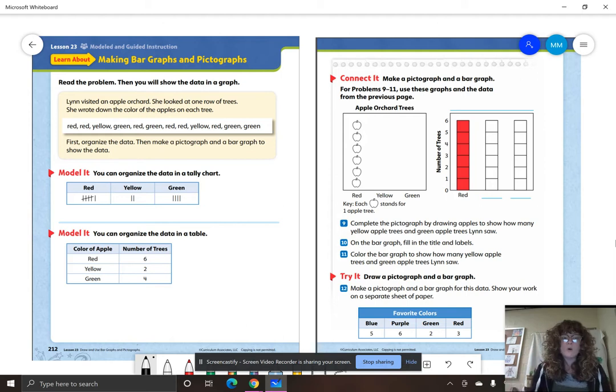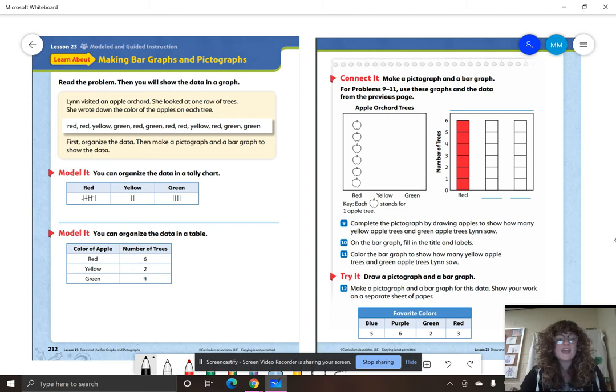So we can organize our data in different ways. We can start by making a tally chart. So we had 3 different colors. We had red, yellow, and green. Then Lynn went through and tallied how many of red she saw, how many yellow she saw, and how many green.